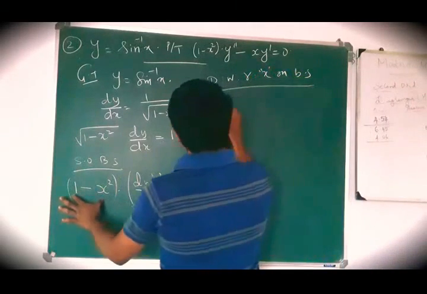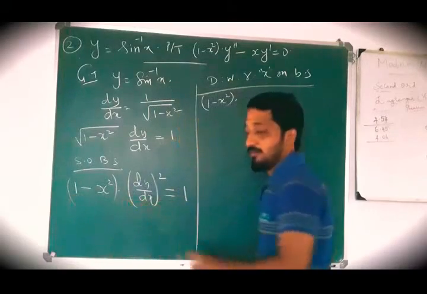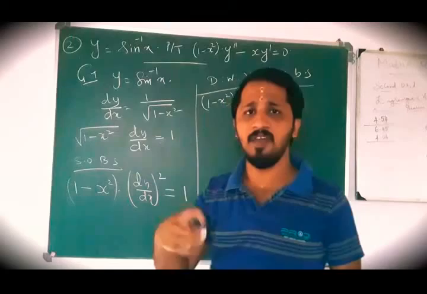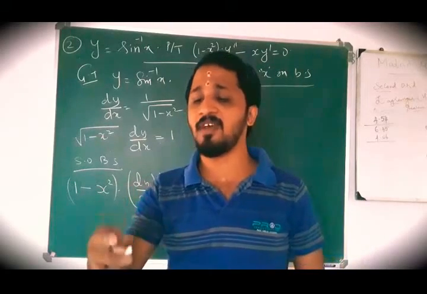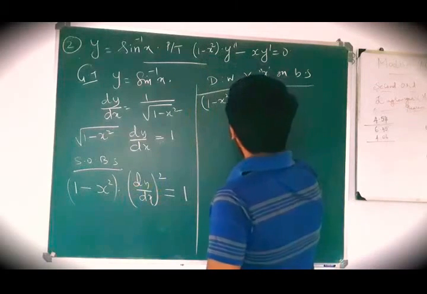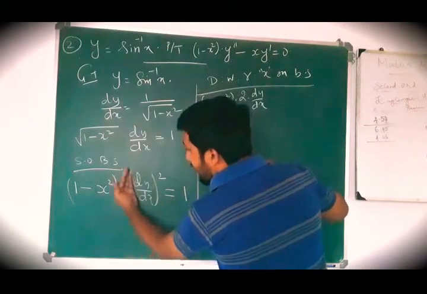What you will get? First function into the derivative of the second function. Like the previous problem, in place of x, I have (dy/dx)². So x to the power n gives n x to the power n minus 1. So 2 into dy/dx. Again in place of x, I have dy/dx.